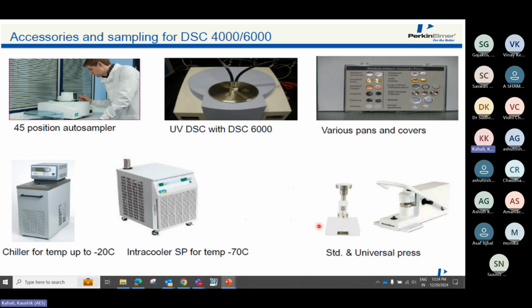And we have two kinds of crimper press. One is a standard press, which is only used for the standard aluminum pans. But this universal press can press any kind of pans which are available with us. It may just need some kind of adapter for standard pans, but the rest of the pans can work without an adapter in this universal press. So if you have the universal press, you can use any kind of pans and crimp them with the sample and do the analysis.